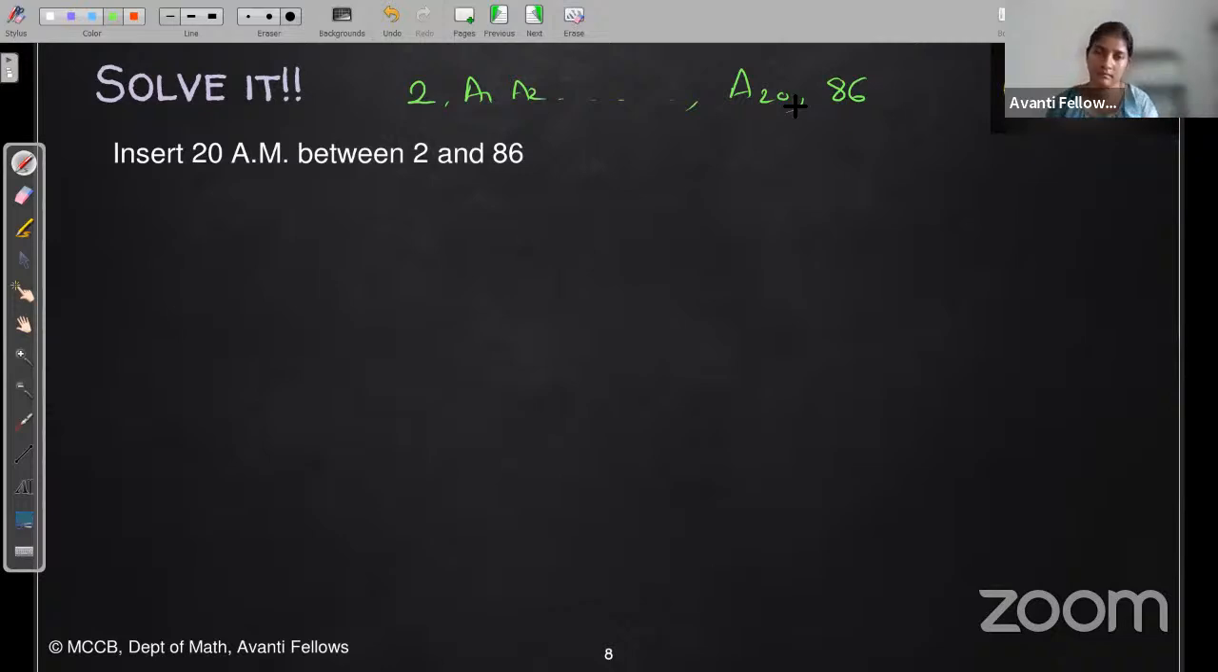Quickly solve this and tell me at least the first 2 to 3 terms. I'll be giving around 20 seconds to you all. Try to solve it and tell me the answer.